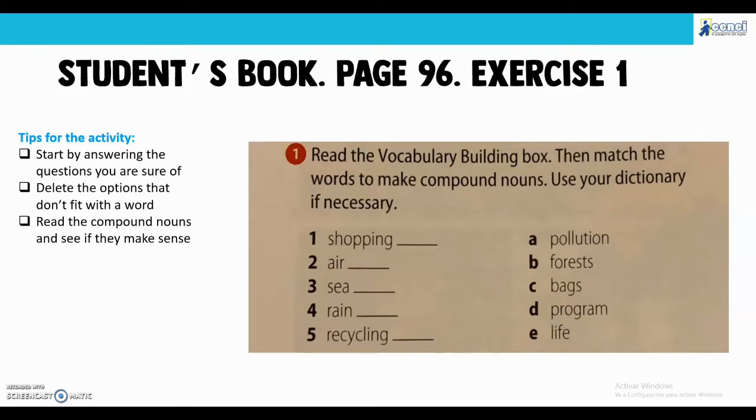For example, with the word shopping, shopping pollution doesn't really make sense, so we're going to cross it. Shopping forest doesn't make sense either, so we're going to cross it. Shopping bags does make sense, so we're not going to cross it. Shopping program neither makes sense, so we're going to cross that one. And shopping life, not really. So your answer should be shopping bags. Then after you finish, you have to read the compound nouns and see if they make sense.